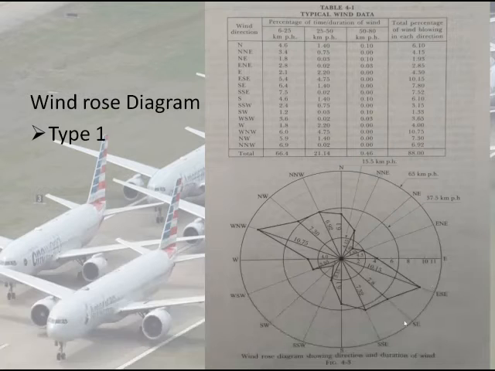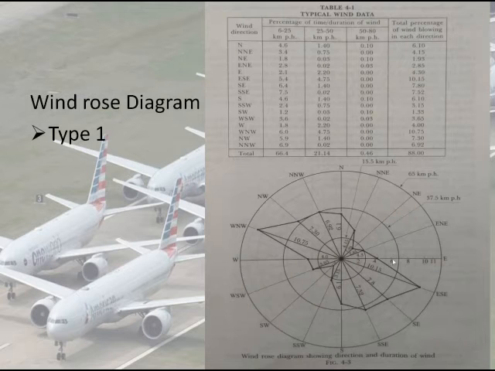In figure 4.3, west northwest to east southeast is the best orientation for the runway. This type of windrows diagram does not consider the effect of the crosswind component. So this is a simple type of windrows diagram.